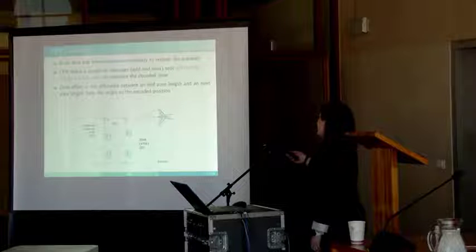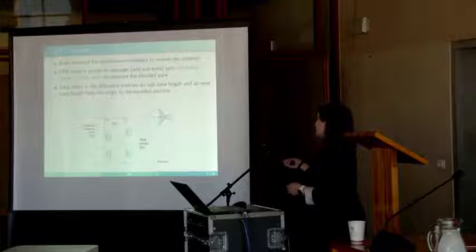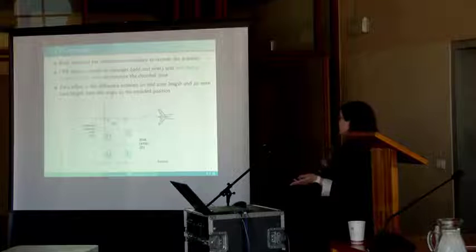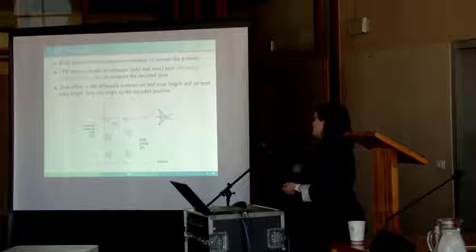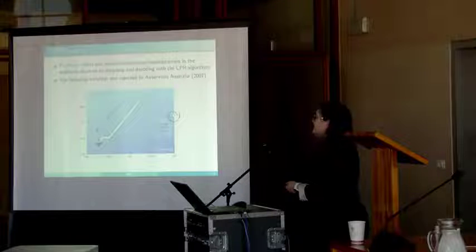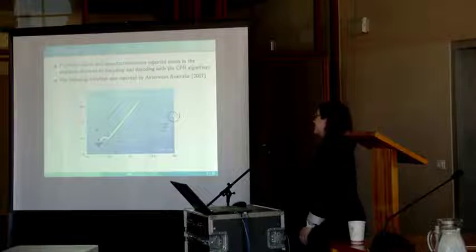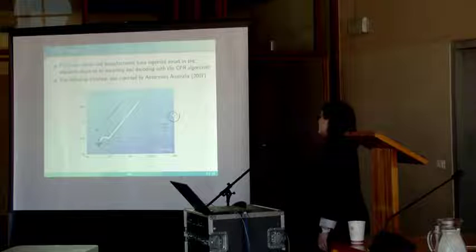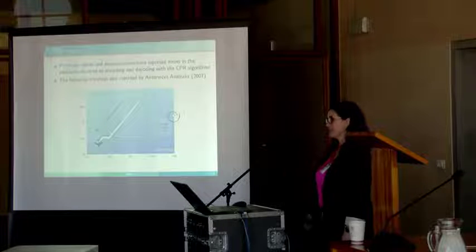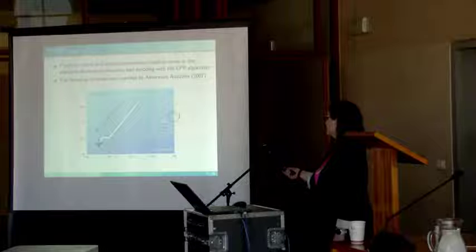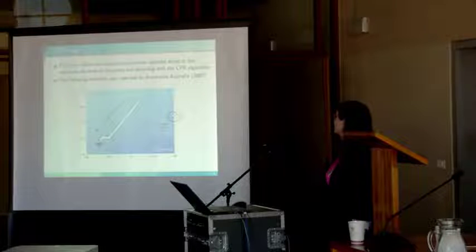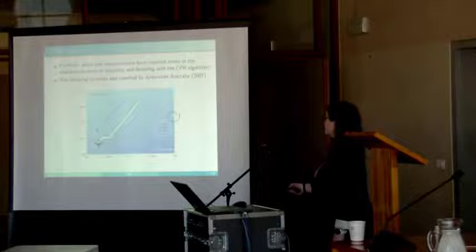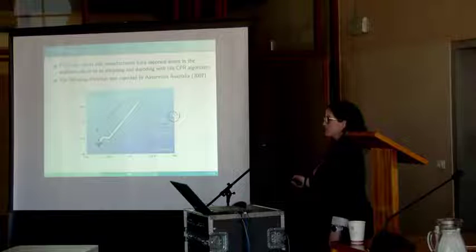And then with some computation that uses the zone offset, he will determine the correct zone and then the correct position of the aircraft. What's the problem? Well, pilots and manufacturers have reported errors in using the CPR algorithm. For example, this situation was reported by Air Services Australia in 2007. So the aircraft was here, but CPR said it was here.